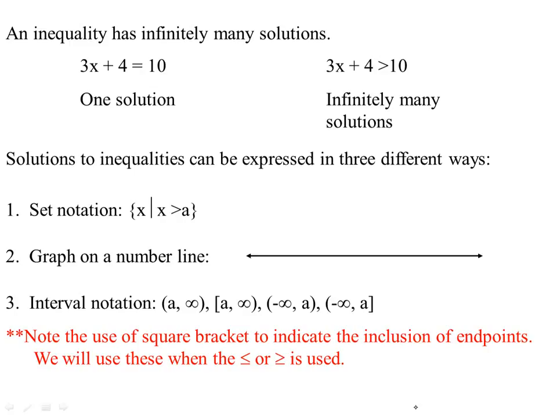Okay. Open circles are now going to be your parentheses. When you see a parenthesis, that means it cannot be equal to. That's the same as your open circle. Closed circles are your brackets. When you see a bracket, that means can be equal to. Okay? This is called interval notation.